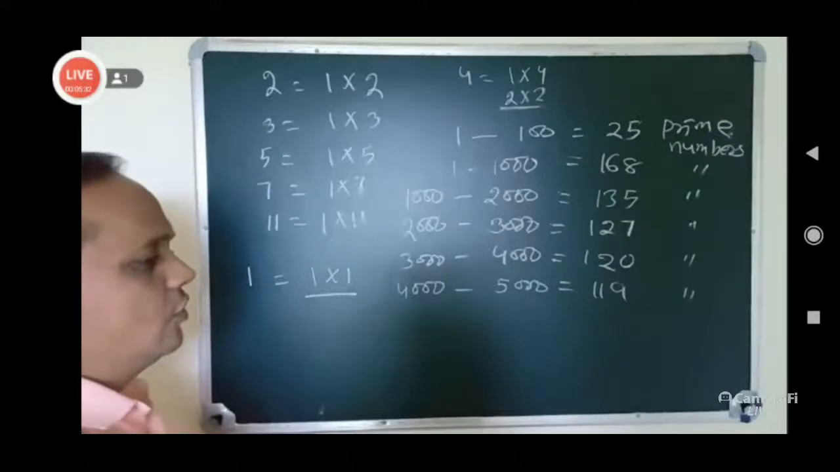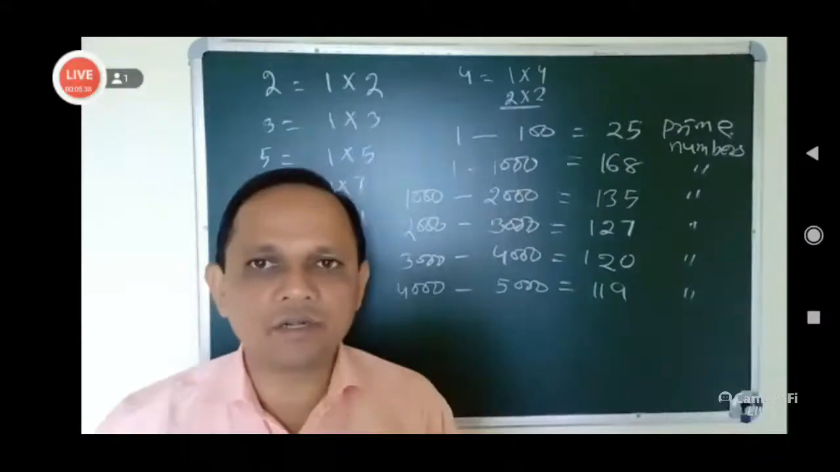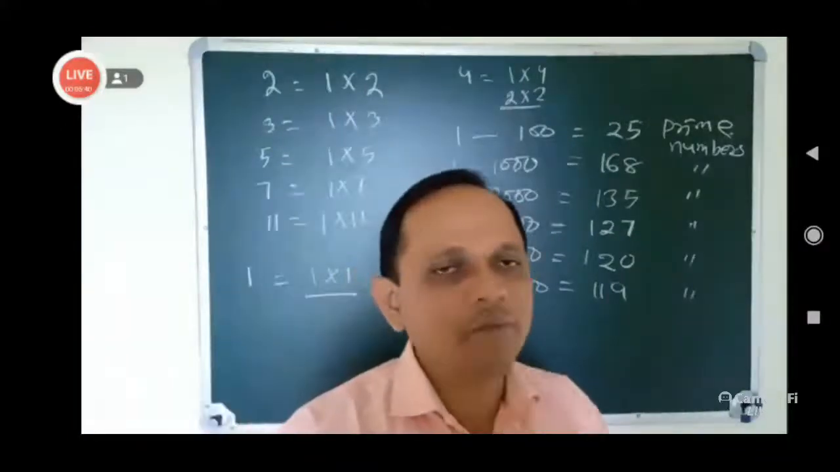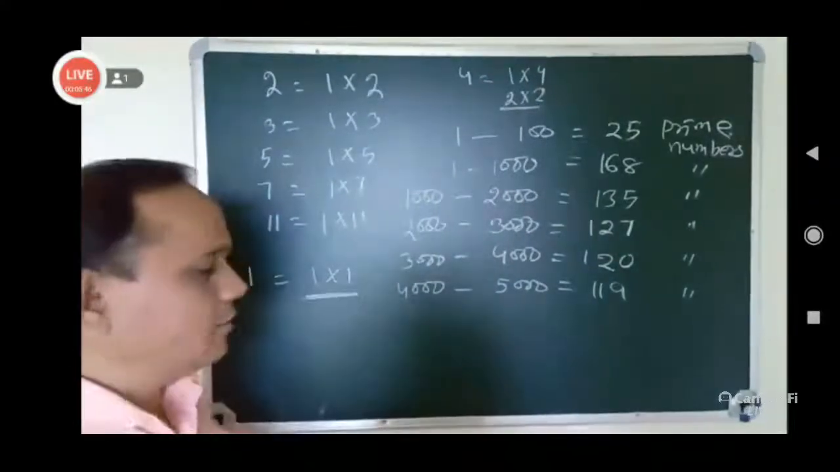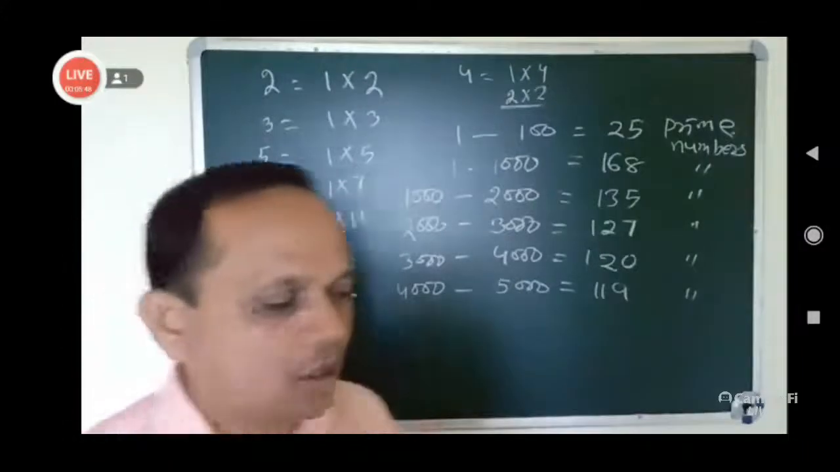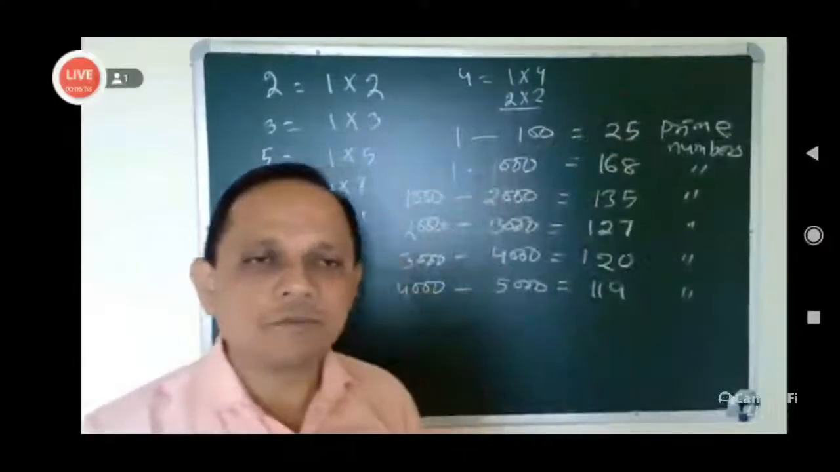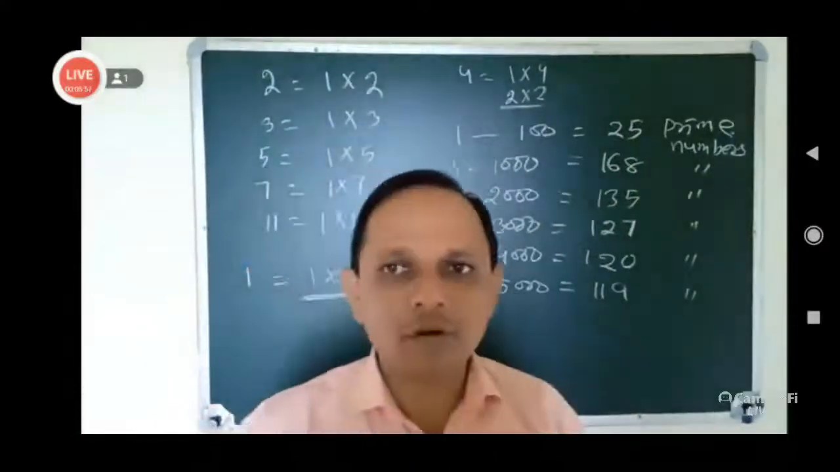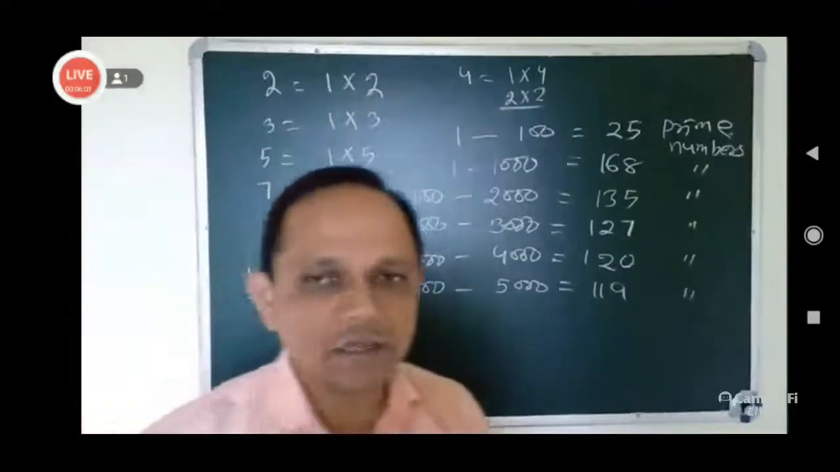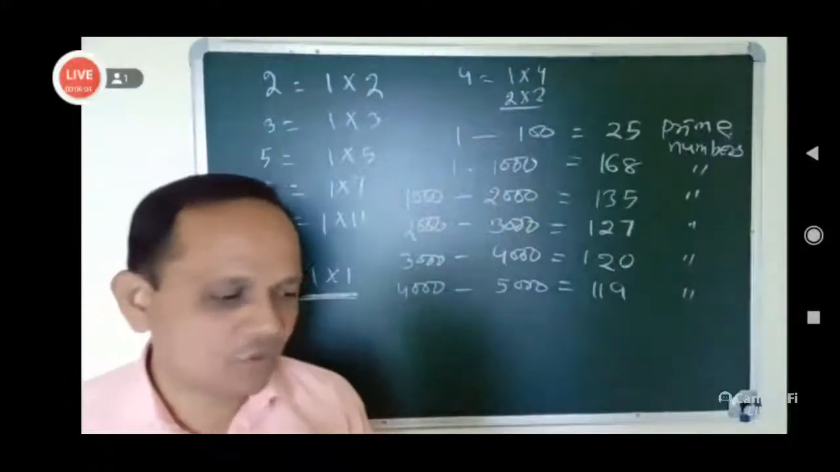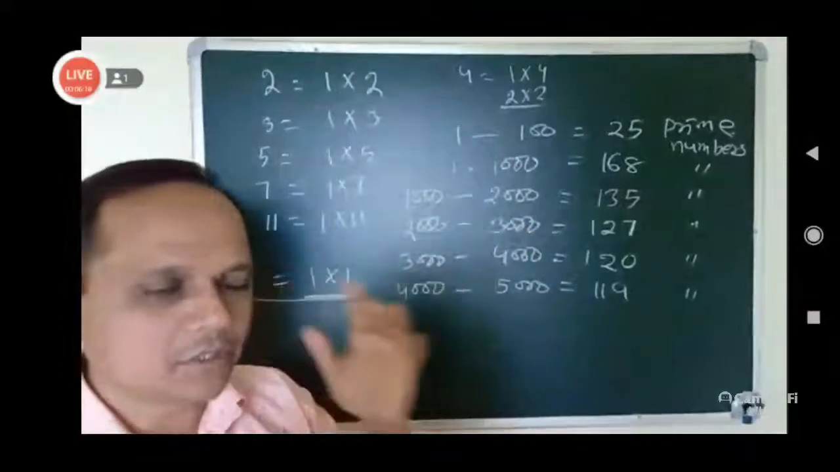But one is a separate number that is neither prime nor composite. 1 equals 1 into 1, so it has only a single factor. So 1 is a special number, neither prime nor composite. Between 1 and 100 there are 25 prime numbers. So how many composite numbers are there? There are 74 composite numbers, not 75, because 1 is neither prime nor composite. The availability of prime numbers in the number system is unlimited.